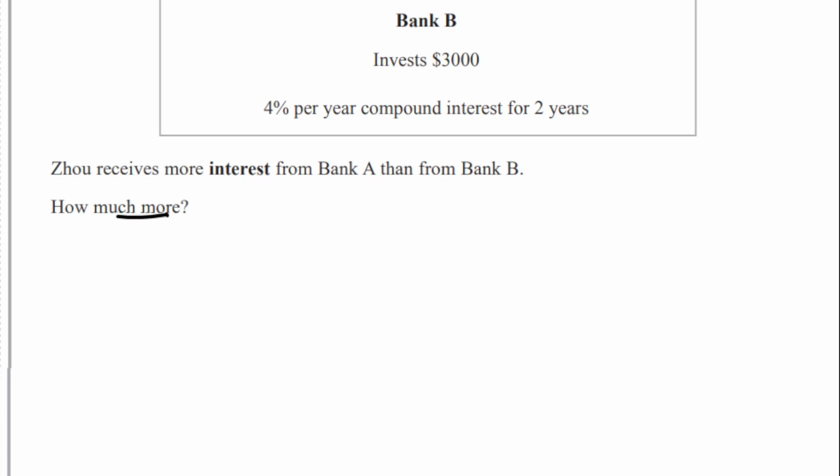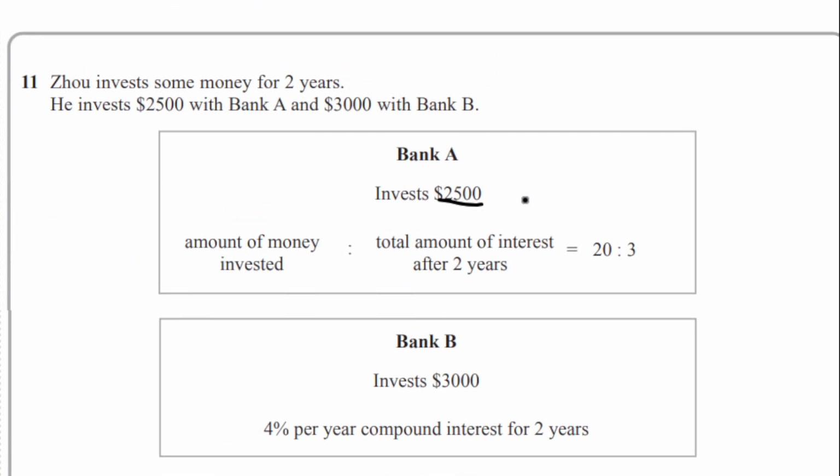How much more? What we want to do now is to find the interest he got from Bank A and the interest he got from Bank B, and then we subtract them. So for Bank A, it's a ratio problem. So let's just write money invested to interest. So it's 20 to 3. That's what's given, right?